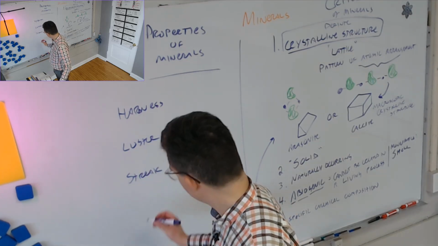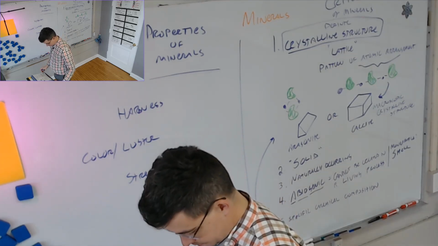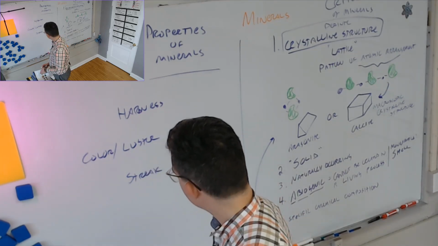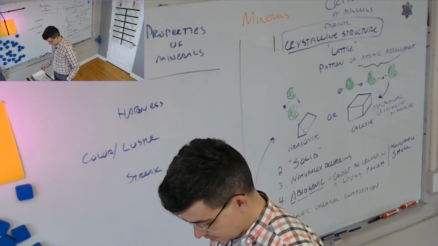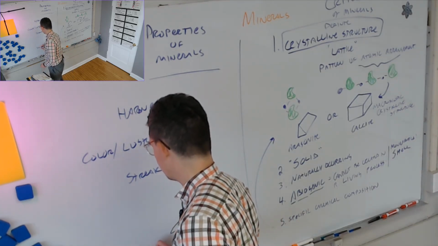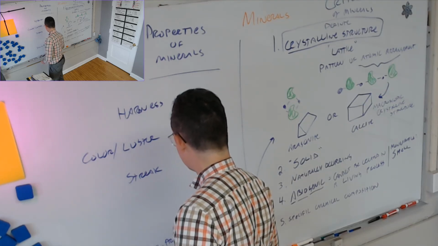Color and luster. Okay. Because color isn't really that important. There can be 700 million minerals. I can think of at least two more, and both of these are the most important ones, I would say. Special properties. Okay, we can put that. I'm going to put it at the bottom, and that's not the most important one.